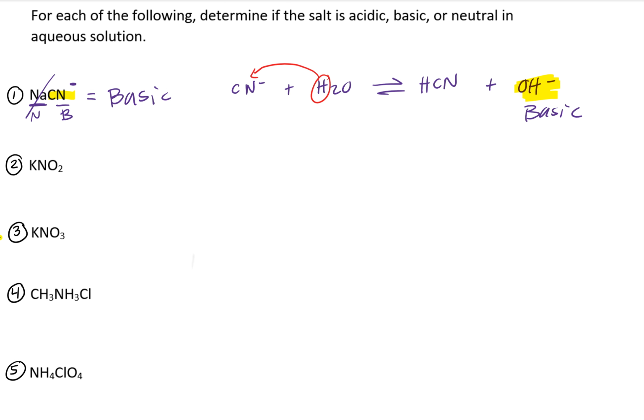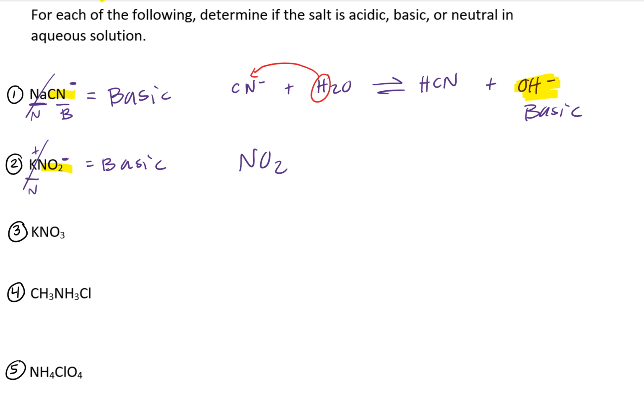Number 2, you have potassium nitrite. So again, break it up into the positive and the negative. Potassium comes from potassium hydroxide. That's strong. That's going to be a neutral compound, so ignore it. The nitrite has a negative charge on it, and negative ions are going to be basic. So the nitrite ion in water behaves as a base. It takes a hydrogen from the water, and you produce HNO2 plus hydroxide. And again, producing that hydroxide is what makes this a basic solution.